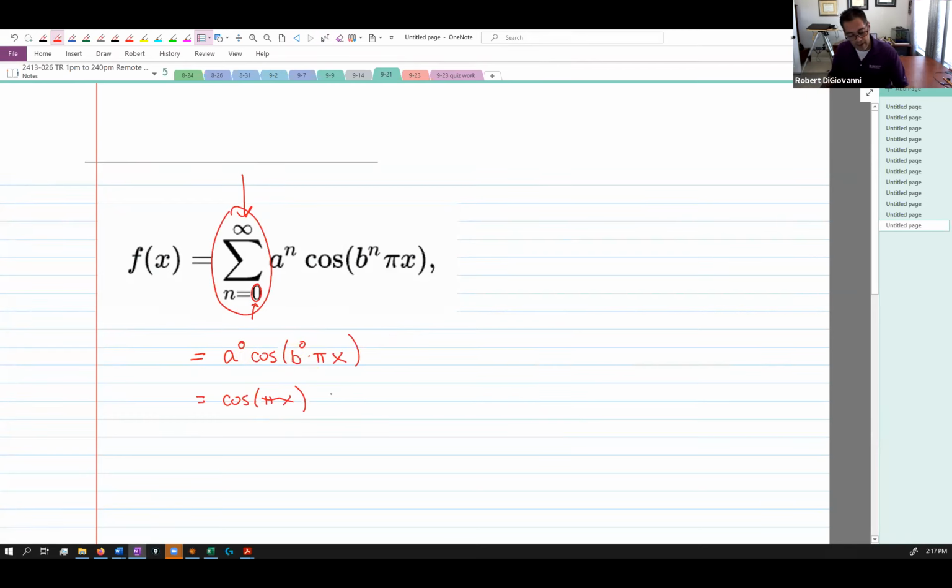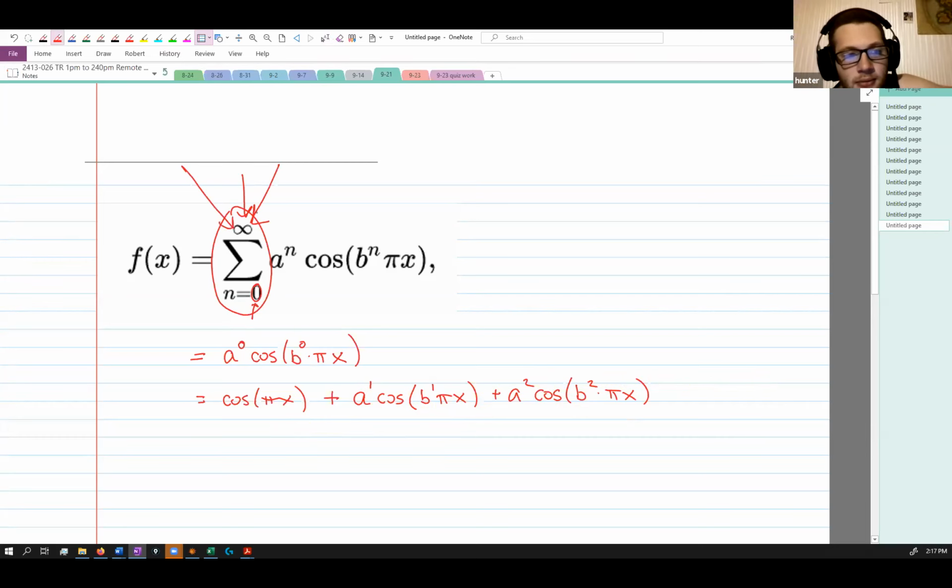Then I add to that another function. Now I let n be 1. So if n is 1, we get a to the first power cosine of b to the first power pi x. And then we let n be 2, a squared cosine of b squared times pi x. So each of these are cosine functions. And so we're adding up how many of them? An infinite number of them, right? That number on top tells you where to stop. And infinity means don't stop.